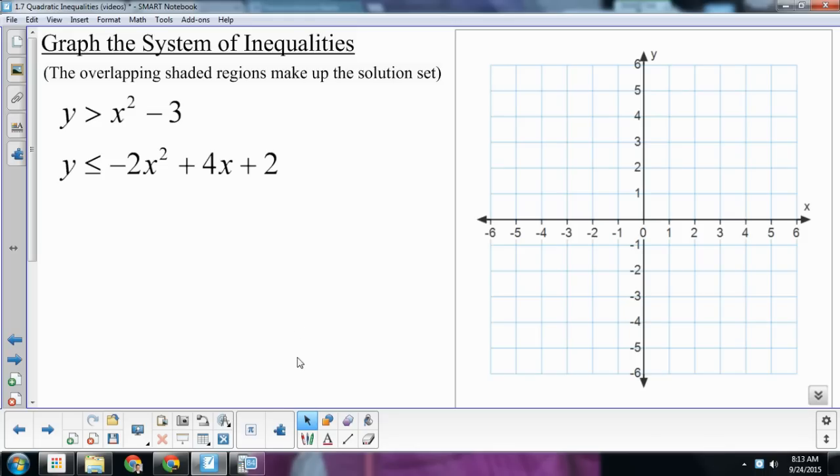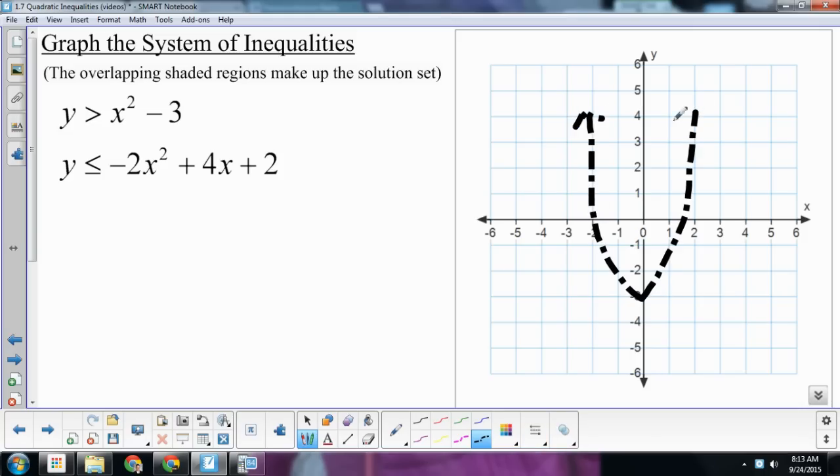Let's say y is greater than x squared minus 3. Just do a quick sketch of what that might look like. Greater than with no equals, so that means it's going to be a dashed parabola that I'm working with. Probably looks something like this. Again, just a rough sketch of our graph.